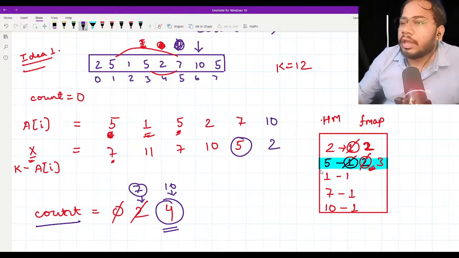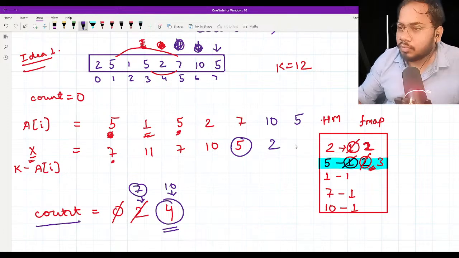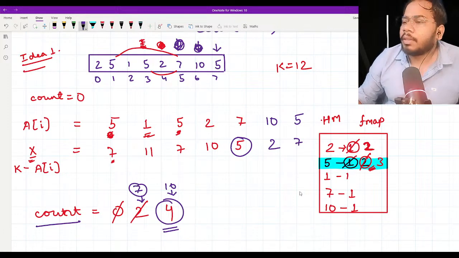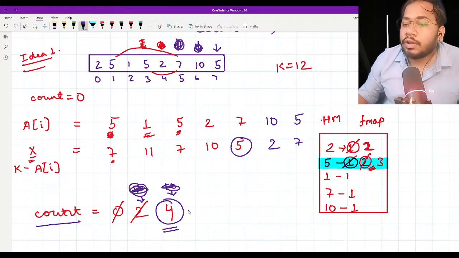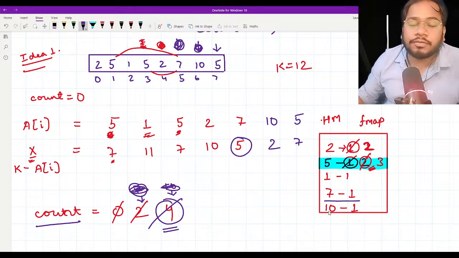Increment it, put that 10 in the hash map and increment it. So if we will increment the value, we will go here, we will check for 7. Is 7 present? Yes, 7 is present. So increment this 4 by 1 because the number of occurrences of 7 is ones, right? So it will be 5.